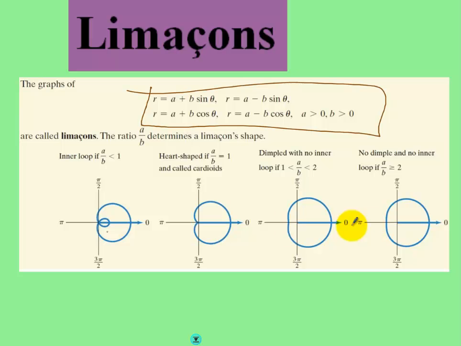These different shapes here all kind of look the same, but sometimes one's curved in more than the others. To tell which kind you're going to look at, use the ratio of a divided by b. If a divided by b is less than 1, it's going to form a loop inside. If it equals 1, you're going to get this heart shape. There's no loop. If it's between 1 and 2, you get this dimple, almost a circle with a dimple. And if it's greater than 2, you're not going to have a dimple at all. It's going to look pretty flat right there.